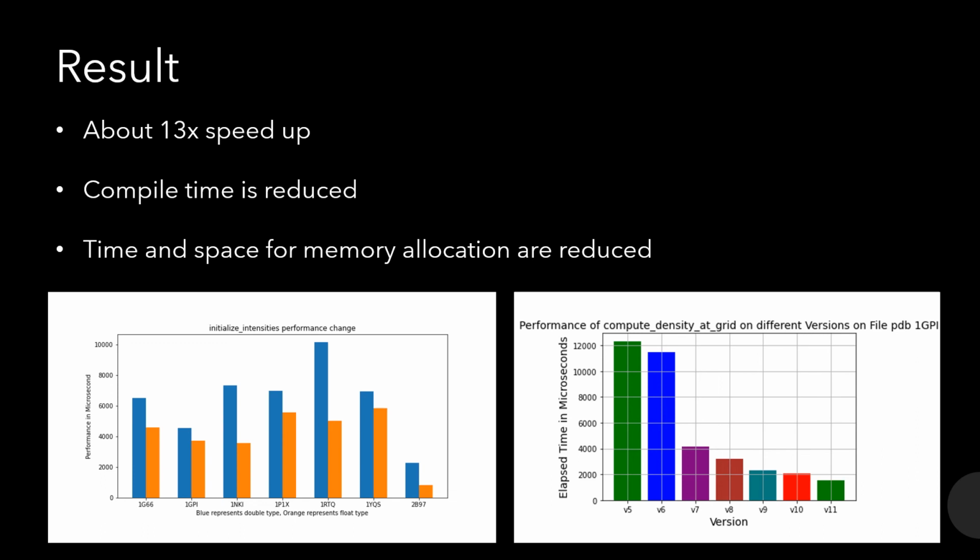The chart you see on the left side shows how converting the data type from double to float affects the elapsed time for the memory allocation. A performance speedup of about 50 to 200% was achieved for different datasets.